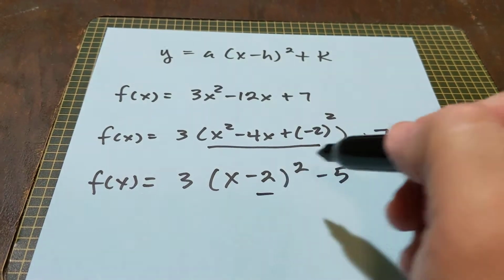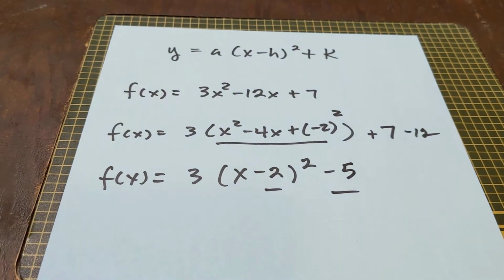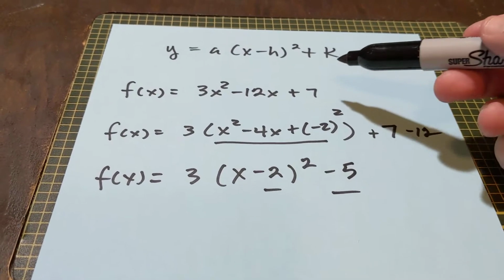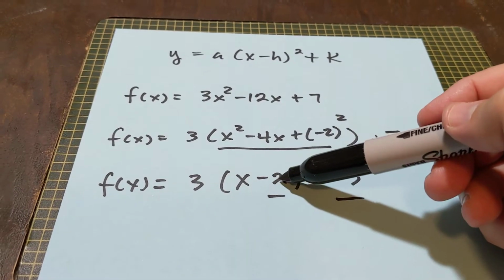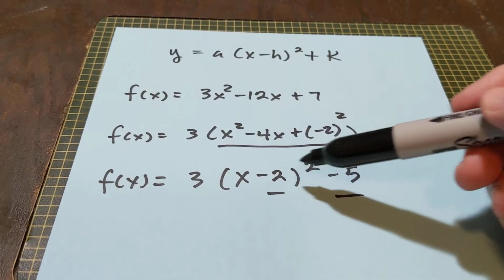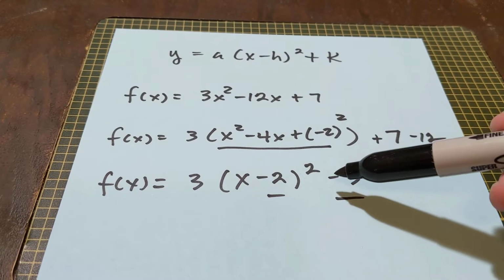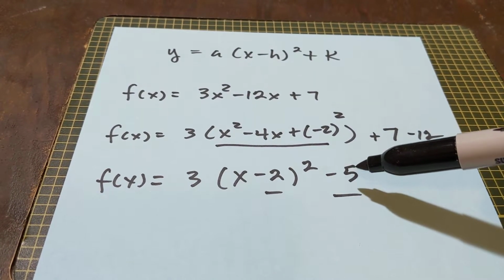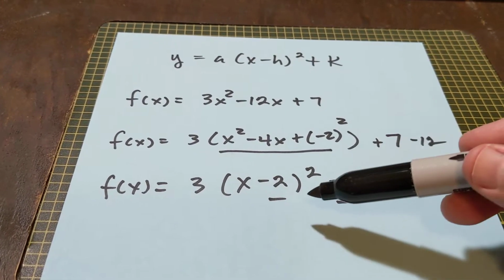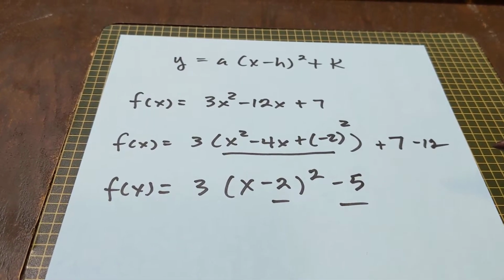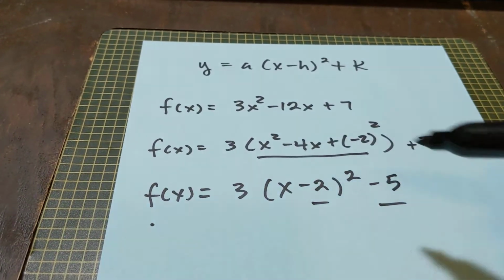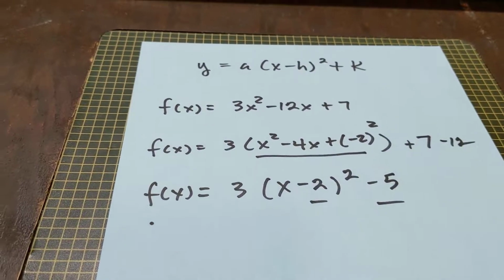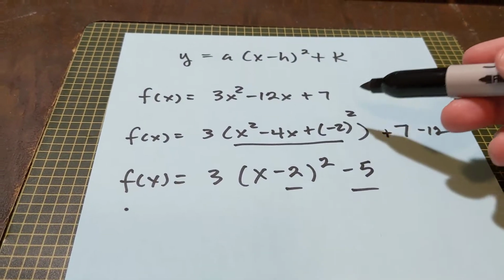So my vertex is 2 and negative 5 because vertex form is up here. So the h value is right here, which is a 2, and the k value is right here. This is plus a negative 5. So the vertex is 2 and negative 5. And this is vertex form. This whole thing here is vertex form for this quadratic.